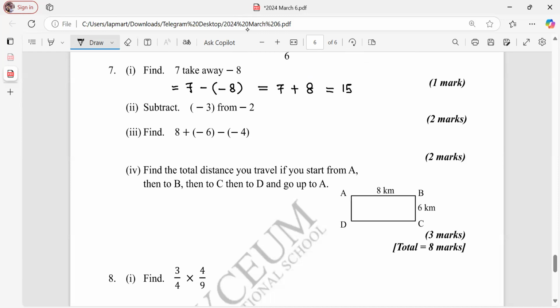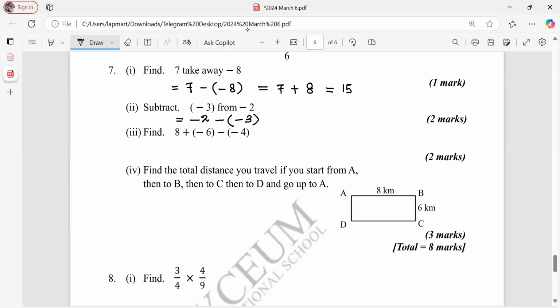Right? So 7 minus, that means 7 take away negative 8. This is how you want to write that. After writing that, when you see two signs close together, negative, negative, that should become positive. So then negative, negative, it becomes positive. 7 plus 8, 15. So then subtract negative 3 from negative 2. You subtract negative 3 from negative 2, right?